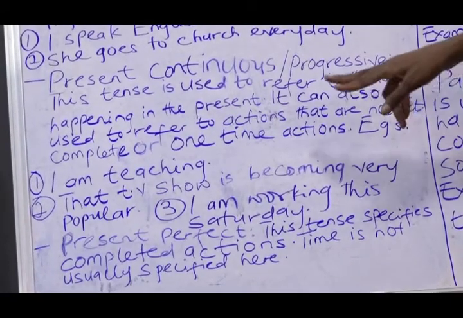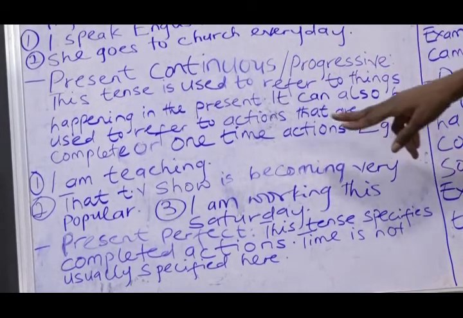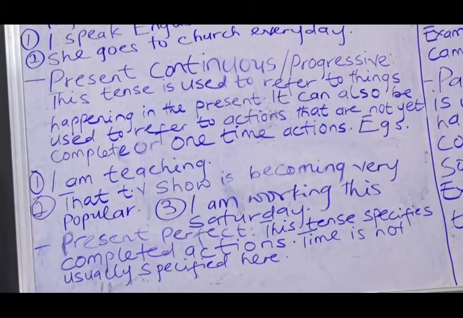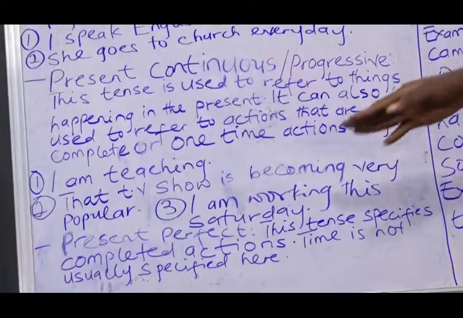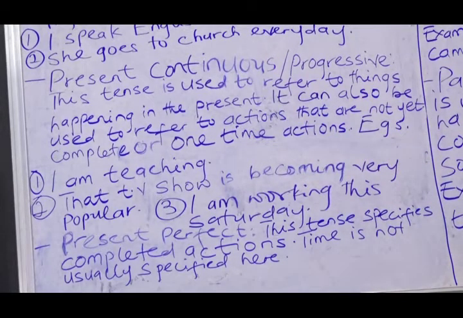It can also be used to refer to actions that are not yet complete or one-time actions. Example of actions that are not yet complete. Let's say a TV show is playing, is still airing. You can say that TV show is becoming very popular. The TV show hasn't ended, but it's becoming very popular. So it's happening in the present continuous.